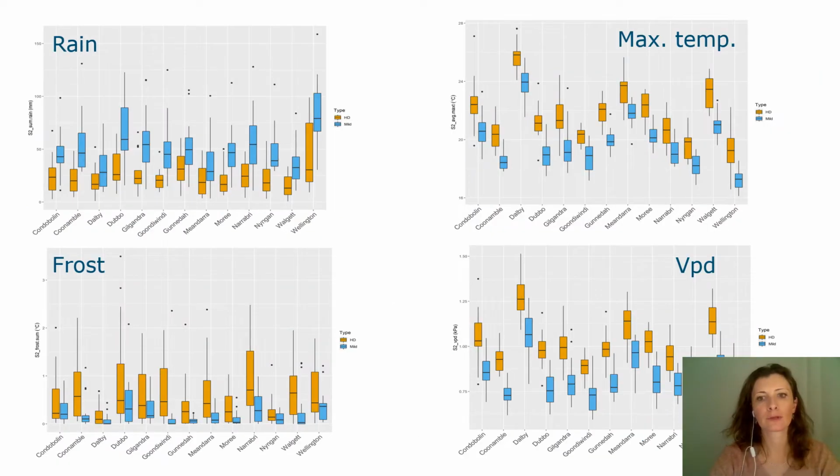This year cluster differed in four main characteristics. So hot and dry years had lower rainfall, higher maximum temperature, higher incidence of frost, and also lower vapor deficit.